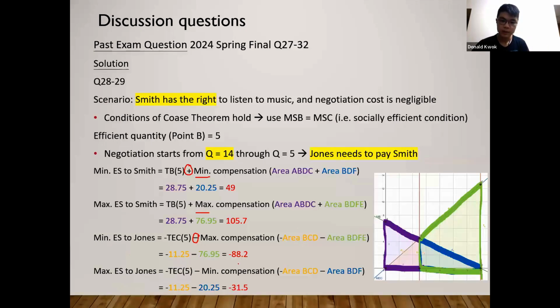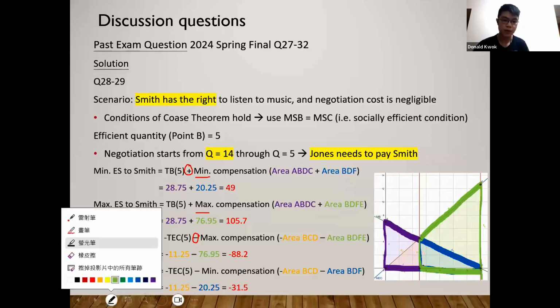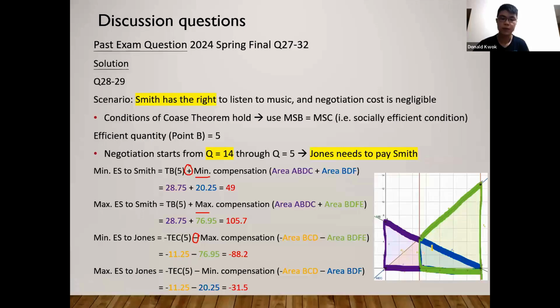Okay, for the compensation part, I've already explained it above, so I'm not going into the details. And the final thing to go through is the total external cost from listening to 5 hours of loud music, which is the area under the marginal external cost curve until quantity of 5. So this orange triangle would be the total external cost from listening to 5 hours of loud music. Okay, so this is the scenario where Smith has the right.